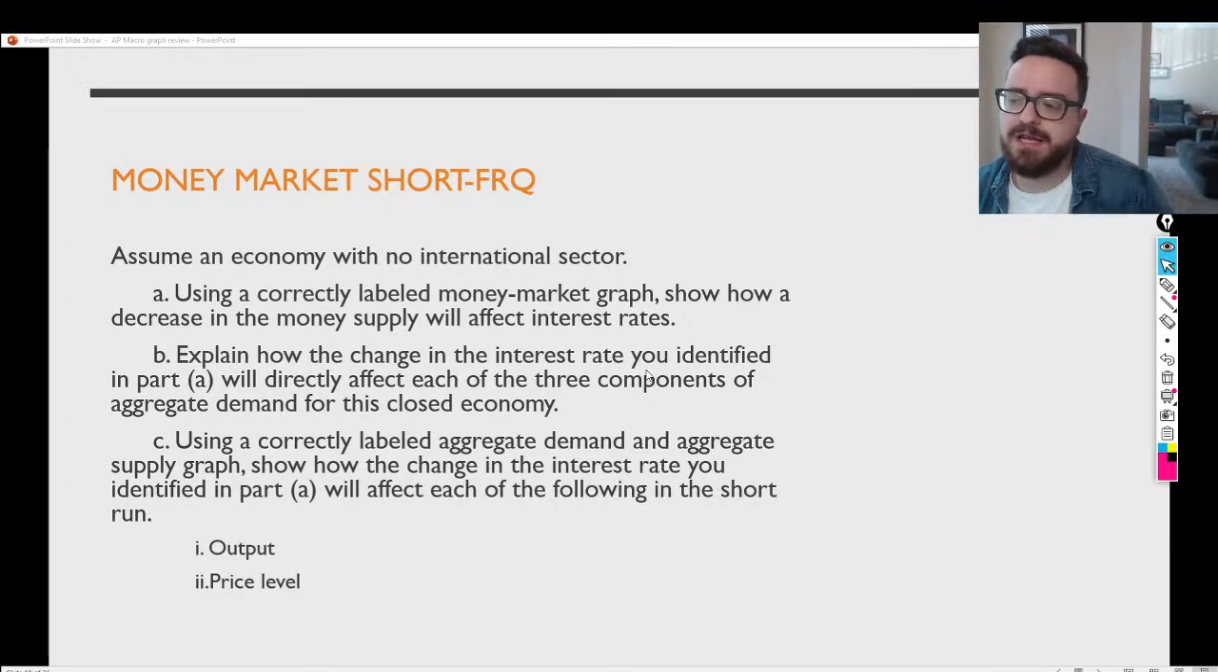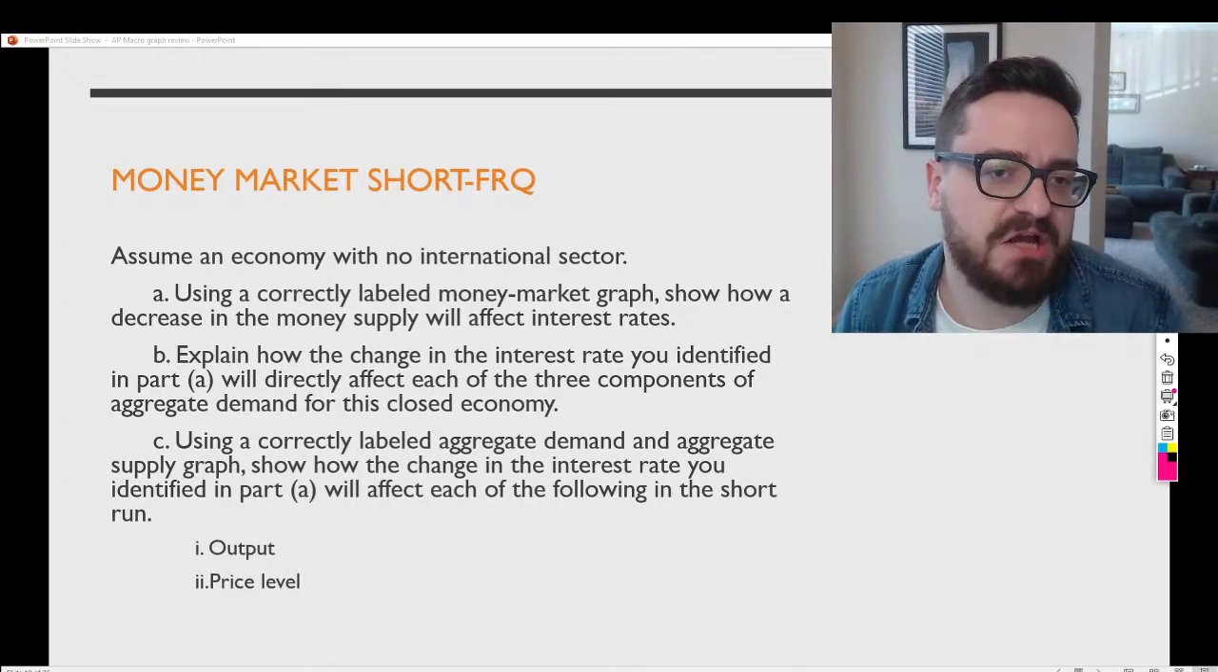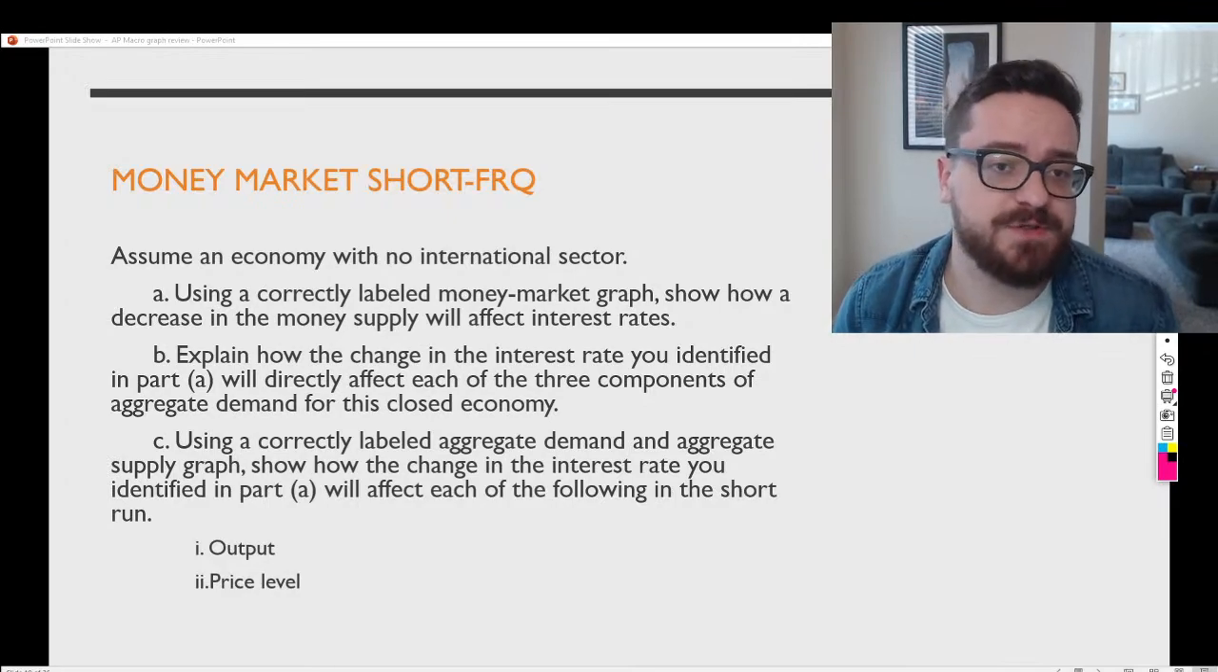So, we've got an economy with no international sector. What the hell does that mean, Mr. McRitchie? It means they don't import or export anything. Does that matter, Mr. McRitchie? No. For this question specifically, no. For the real world, I mean, yes, that'd be super weird. But for this question, it doesn't change anything.